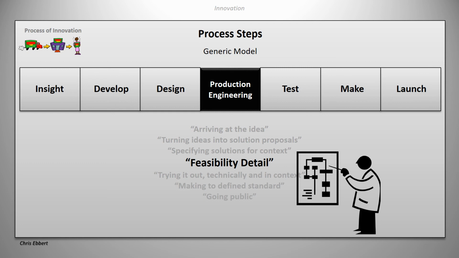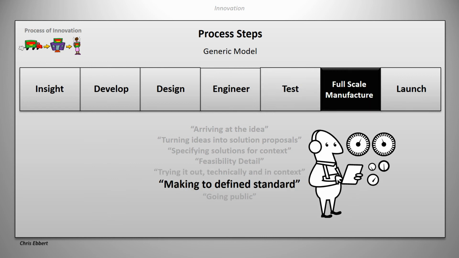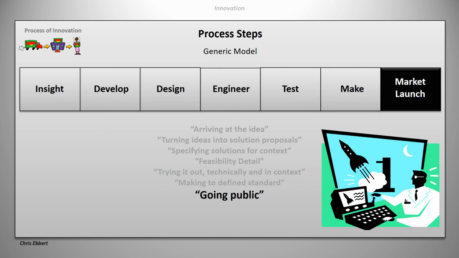Once that's done with, you go into engineering detail, feasibility, manufacturing. Can it actually be made? These things start taking place, prototypes are popping up, and we're making pilots, trying things out. Then you enter the manufacturing stage, and then it gets launched. So these are the instances that are affected by innovation.